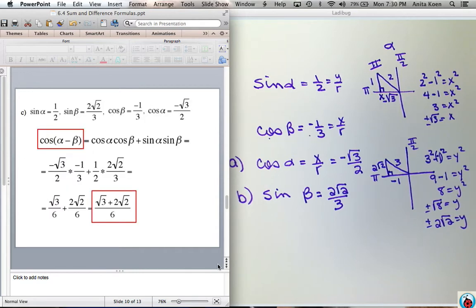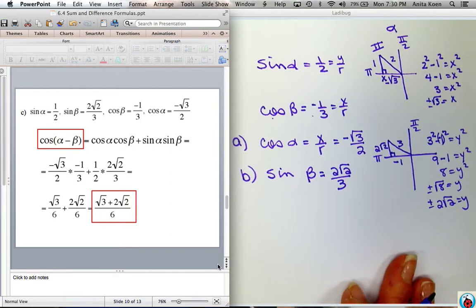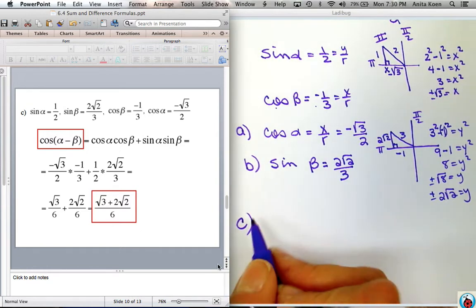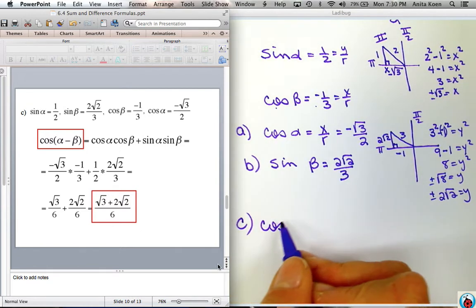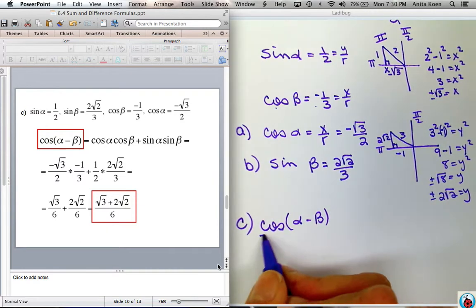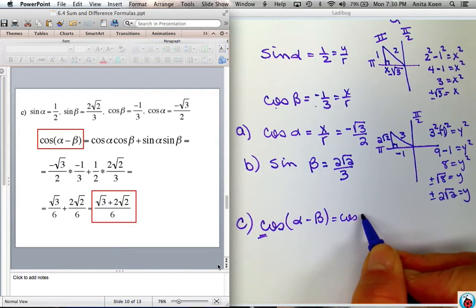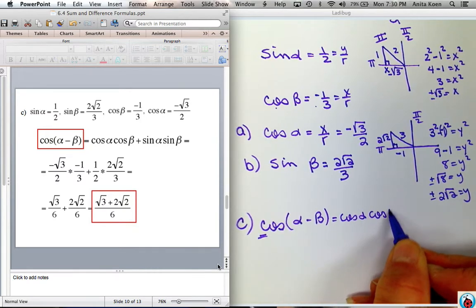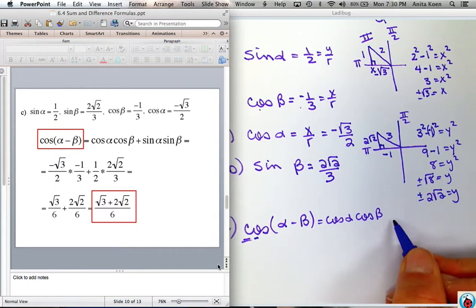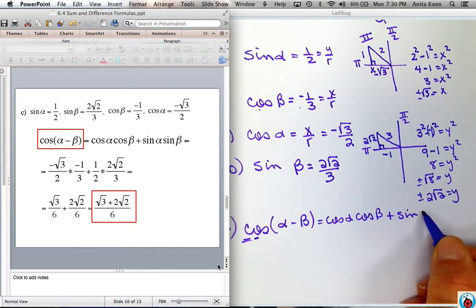Okay, and now we're going to look at letter C. Let me see if I can move this up just a tiny bit. Letter C is asking me to find the cosine of alpha minus beta. Well, I know a formula for that. It's cosine, cosine. So cosine alpha, cosine beta, opposite sign, so plus the sine of alpha, sine of beta.